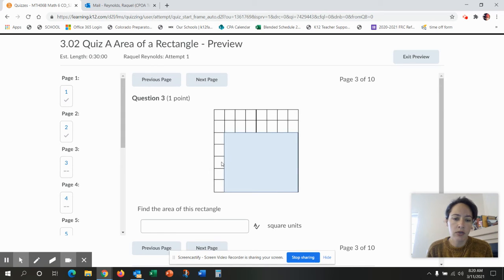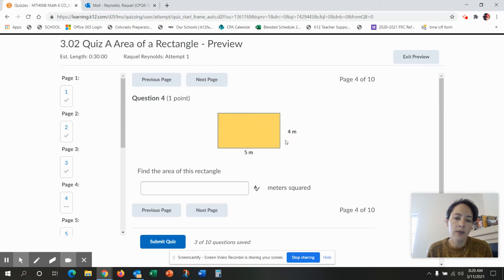What's this one? 1, 2, 3, 4, 5. 1, 2, 3, 4, 5, 6, 7. So 5 times 7. You can either do skip counts by 5. So 5, 10, 15, 20, 25, 30, 35. That time I just went down. I pretended to count the units that would be down. Here we go. 5 times 4. That's it. That's what we're doing here. That's the area. The area is the height times the base. 20 meters squared, 20 square meters.